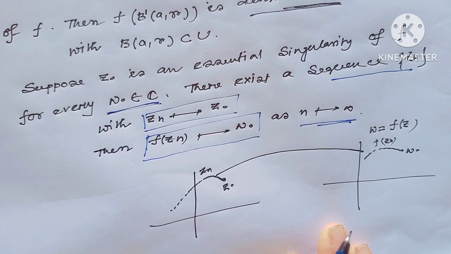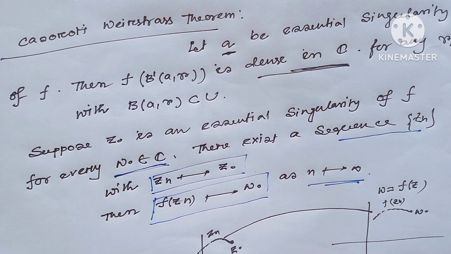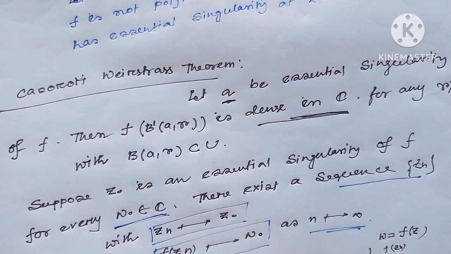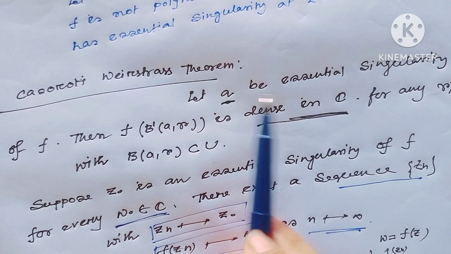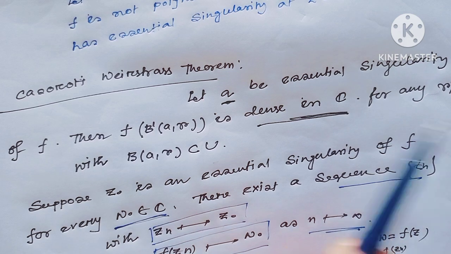This is the Casorati-Weierstrass theorem. That means if we consider any deleted neighborhood about this essential singularity, then its image is always the whole complex plane.